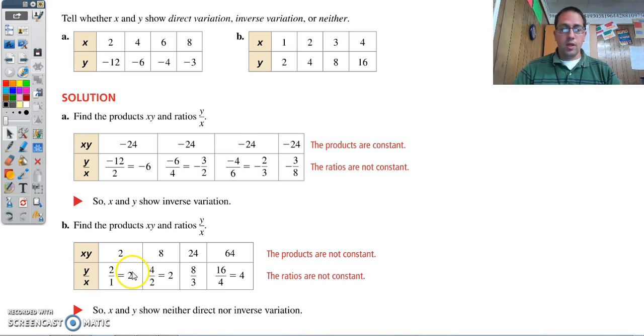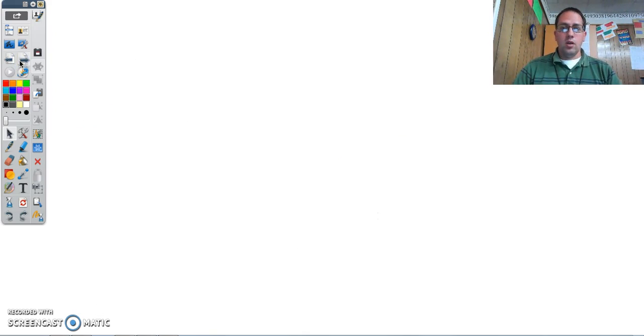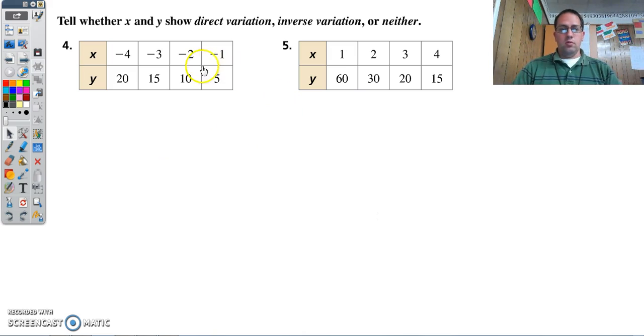All right. Always check more than just two numbers, because these two came out good, but the whole thing didn't, right? So always check at least 3 points to see if it's inverse or direct. I have very, very rarely seen 3 work and 4 not. Usually 3 is okay. So what I want you to do is these two. Tell whether they are direct variation, inverse variation, or neither. Pause the video, work these out, then come back and check your work.